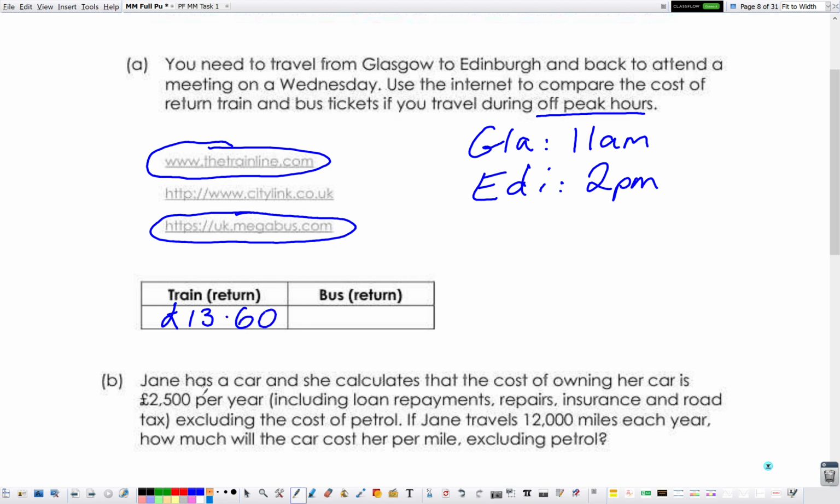Right, now I went to the Megabus website as well, and I did the same thing. It was not as easy to use this website. You had to select your outbound journey price and then select your return journey. So it was 11 AM, you had to scroll down a wee bit, and then 2 PM coming back, and it was £3.75 each way, plus there's a £1 booking fee, so that costs £8.50 for the bus. So in general the bus tends to be a bit cheaper than the train.